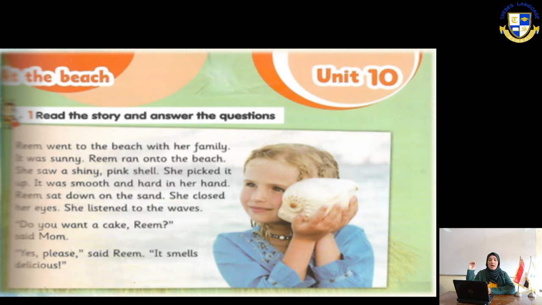It was sunny. Reem ran onto the beach. She saw a shiny pink shell. Shiny means it shines. It's sparkling. Okay? She picked it up. She picked it up means that she took it in her hand. It was smooth and hard, in her hand.